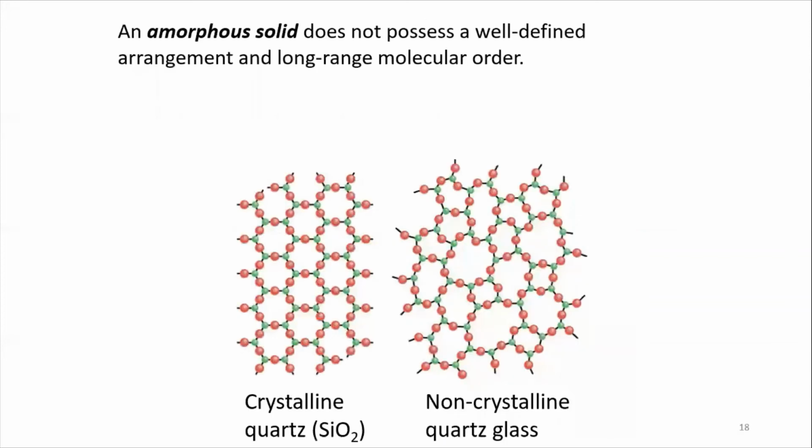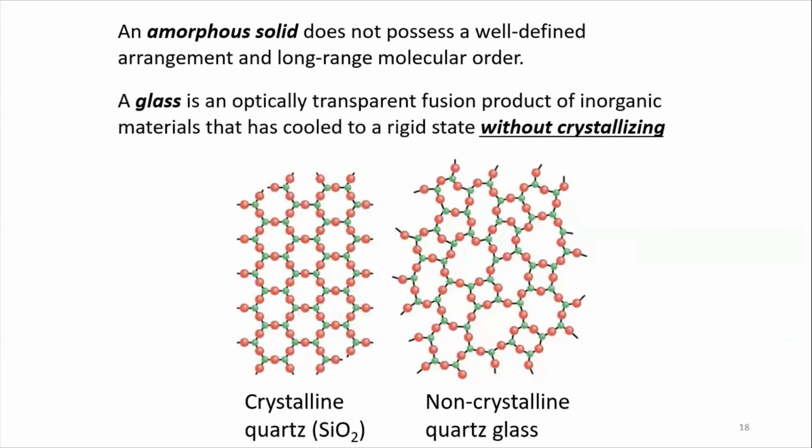The last large category of solids is the so-called amorphous solids. These are the ones that do not possess a well-defined arrangement or any long-range molecular order. One interesting example here is glass. Because the word crystal is sometimes associated with glass, we might think that glasses are crystalline solids, but they actually are not. The majority of glasses are just fusions of different materials. You melt them, you mix them, and you cool them to some kind of rigid state. They do not form a crystalline structure.